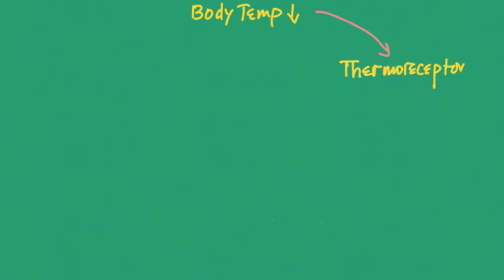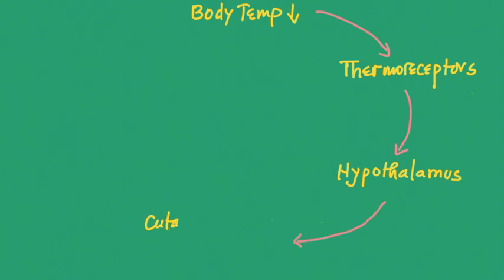Let's see what happens when the body temperature goes below the set point. When that happens, this is sensed by thermoreceptors in the skin and elsewhere in the body, and it sends information to the thermostat, which is the hypothalamus. The hypothalamus detects the deviation below the set point and sends messages to the cutaneous blood vessels and the skeletal muscles. In other words, the heating system is turned on.